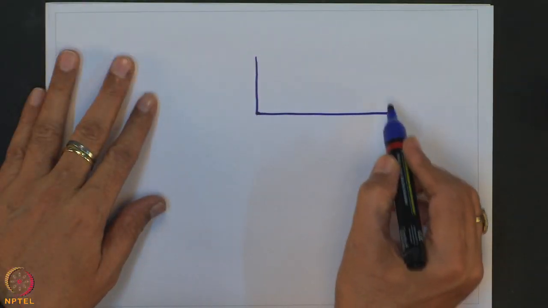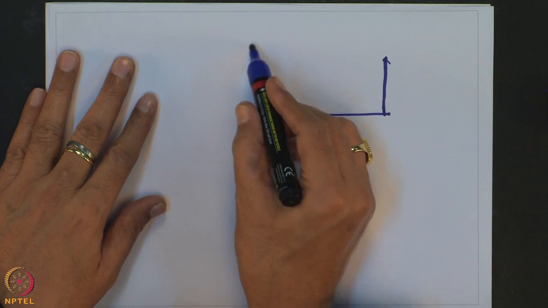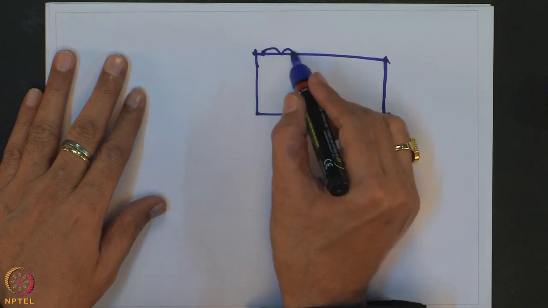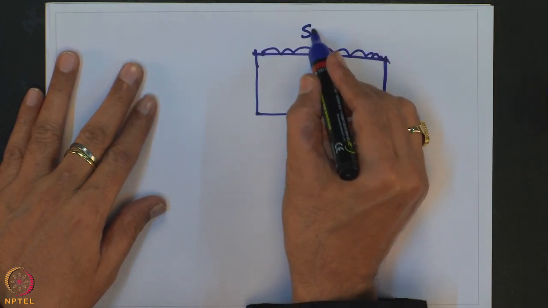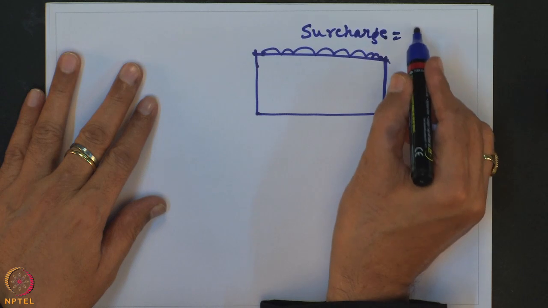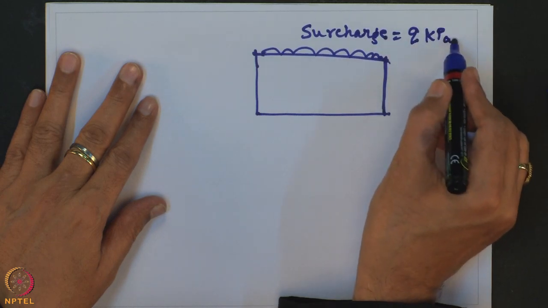So I'll give you an example to determine the interaction coefficient value. So let us say that it is the pullout box, and there should be some surcharge. And this surcharge is equal to Q, in kilopascal.